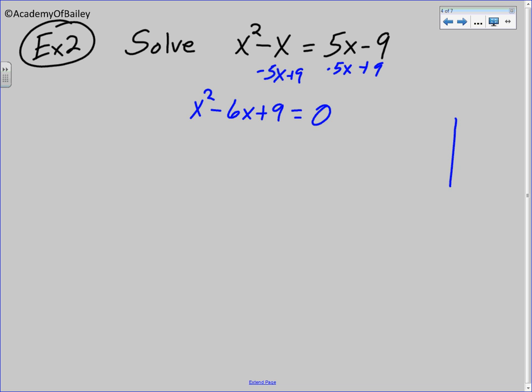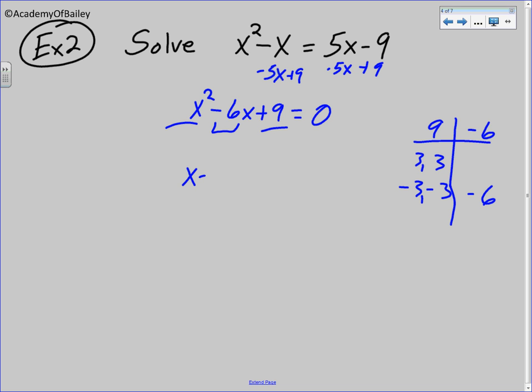This one is going to factor for us. Although I will go through the quadratic formula with you, if I was solving this, I would just factor. Two numbers that multiply to give you 9, and that would be 3, 3, or negative 3, negative 3. And those two numbers are supposed to add up to give you negative 6, and in that case, that's negative 3, negative 3.